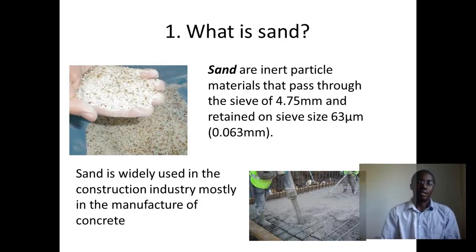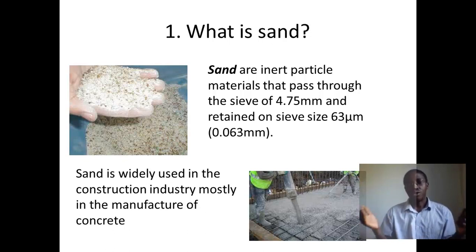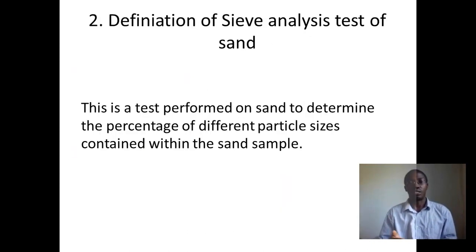What is sand? Sand is inert particle materials that pass through the sieve of 4.75 millimeter and retain on sieve size 63 micrometer. Sand is widely used in the construction industry, mostly in the manufacture of concrete.